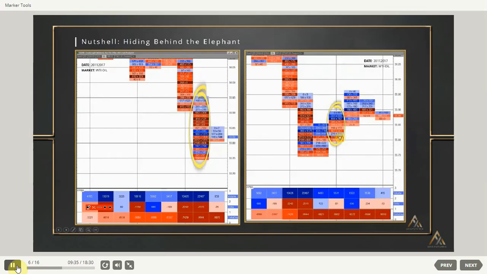So this is taken from the 20th of November in the oil. Again, note the elephant, and I'm going to show you a practical example of this in a minute. You're going to see what it looks like, how quick it is, but that's the iceberg order.